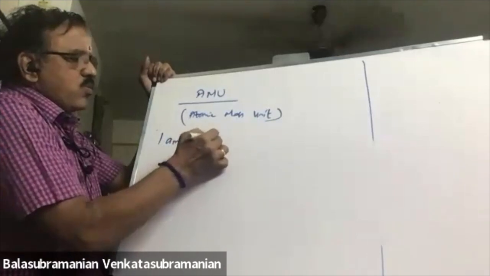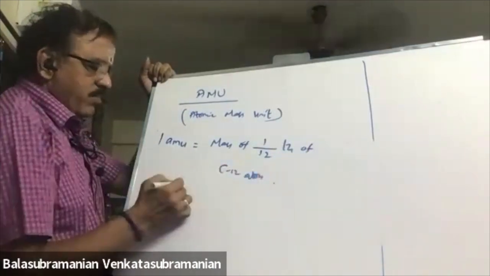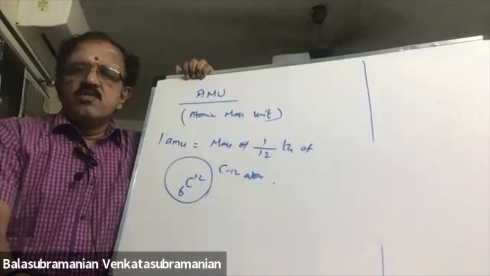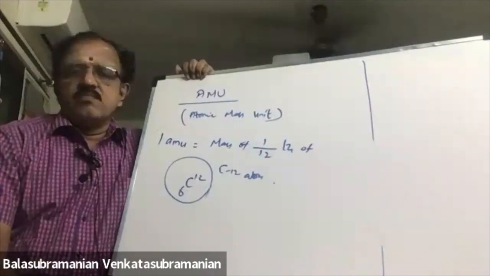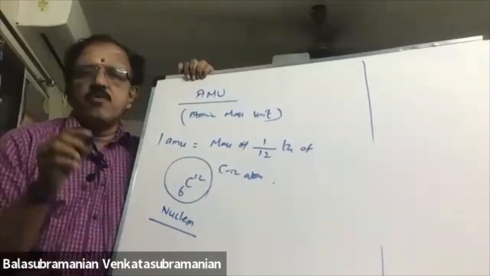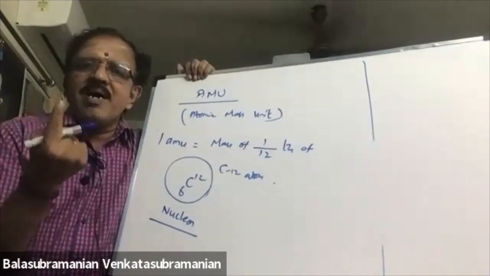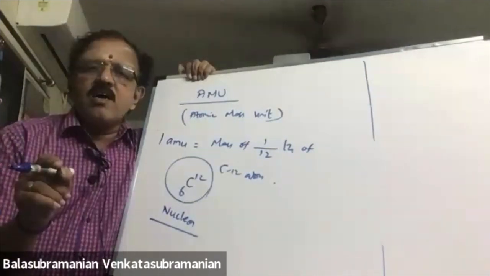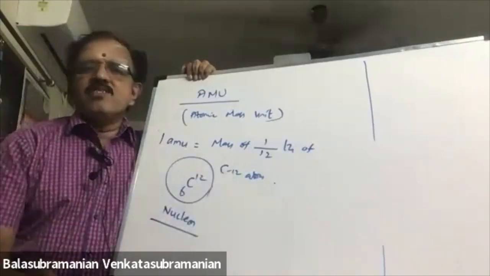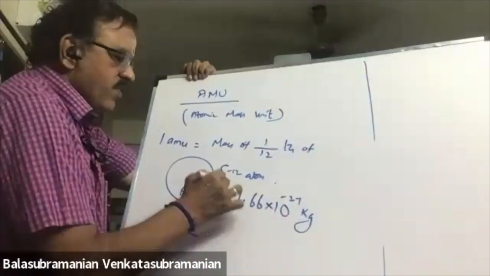1 AMU is equal to mass of 1/12 of C12 atom. Why C12 atom? Means 6C12, carbon element representation. So proton or neutron, common name, we will discuss later about it. That is called nucleon. Proton or neutron, common name we call it as nucleon. One nucleon mass I want to calculate. Calculate the mass of C12 atom, divide by 12. You will get mass of one nucleon. That is nearly 1.66 10 power minus 27 kilogram.